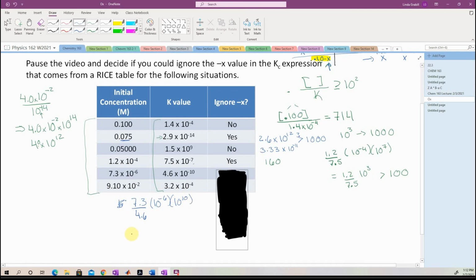7.3 divided by 4.6, so this is going to be a number greater than 1. Not much. It's not going to be 2 yet. So it's going to be like 1 point something or other. And then what's my exponent? 10 to the 10 minus 6, 10 to the 4th. What do I need this to be bigger than? Well, it needs to be bigger than 100. And I can tell you right now, without putting that in my calculator, that is indeed going to be greater than 100. And the actual value I came up with was 1.6 times 10 to the 4. So what does that say? We can ignore it.